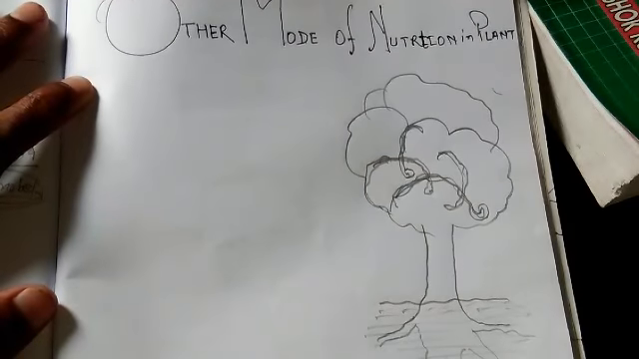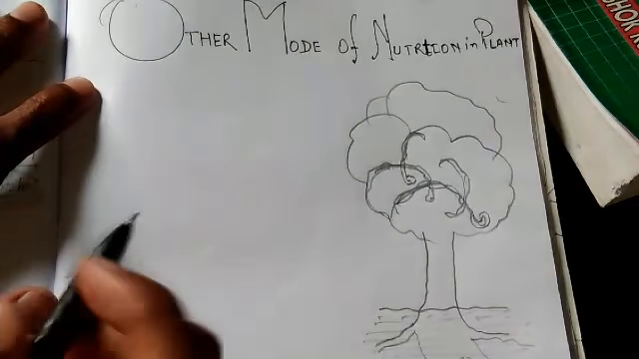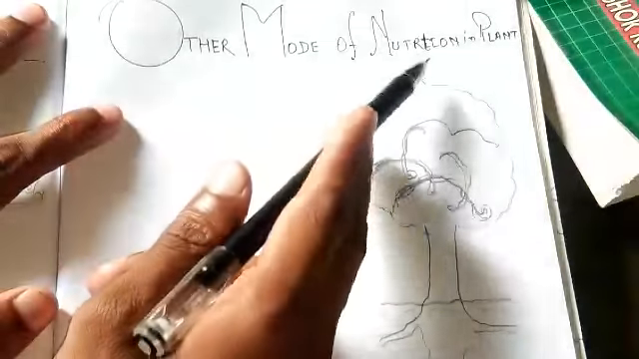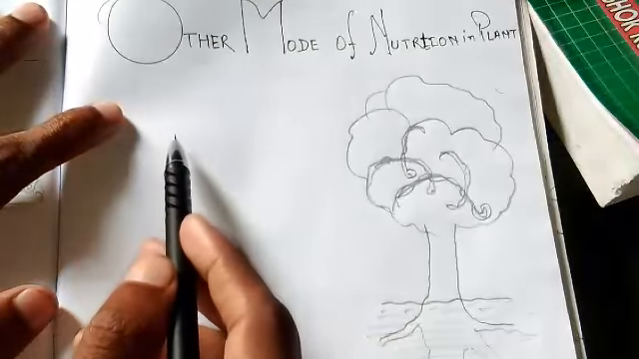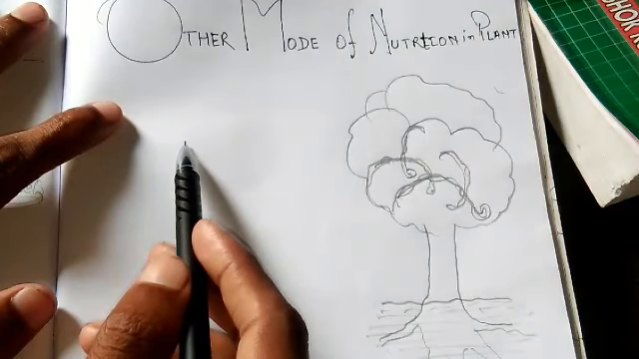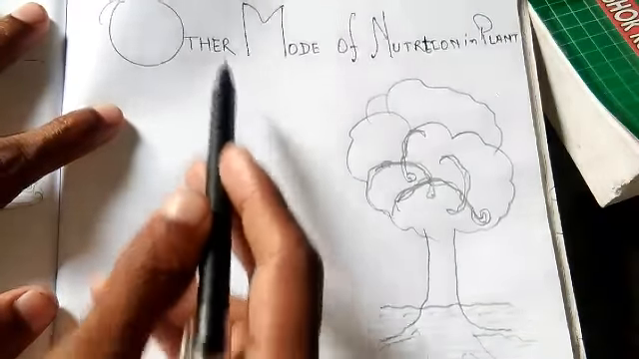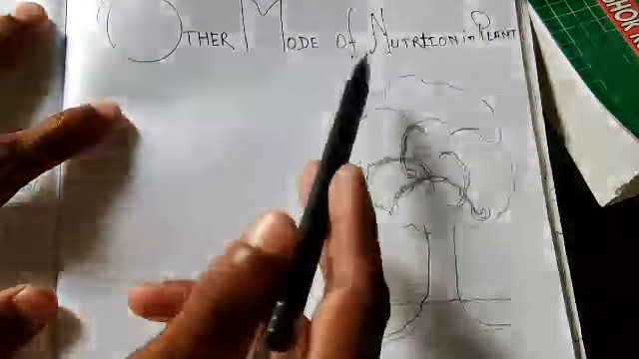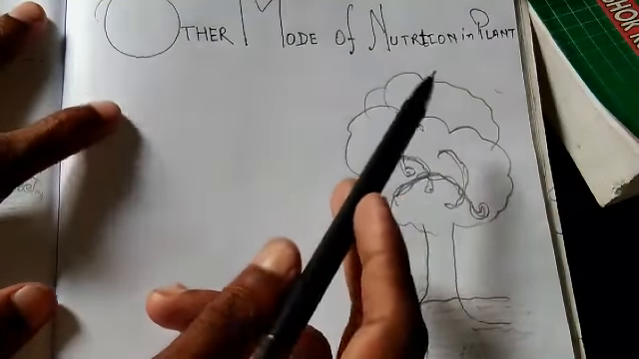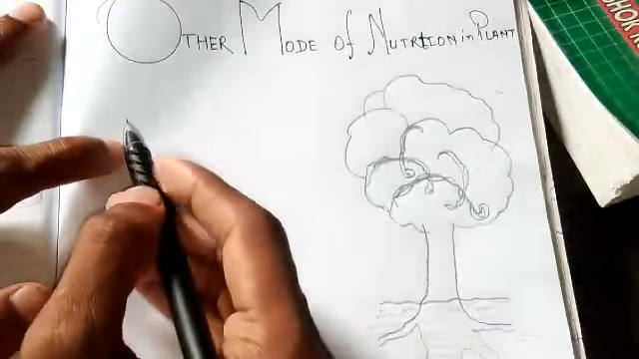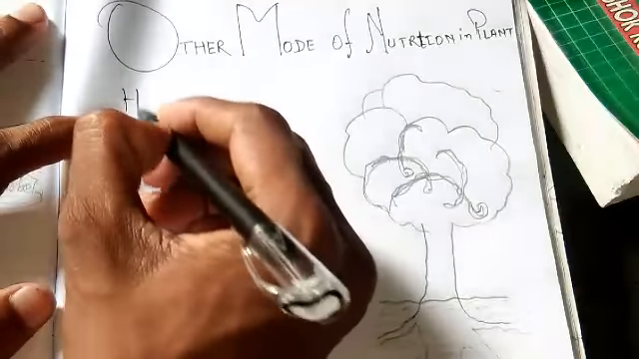Dear students, today we are discussing the other modes of nutrition in plants. In a previous class, we discussed photosynthesis in plants, but in this video we see the other modes of nutrition in a plant. First of all, we see the heterotrophs.